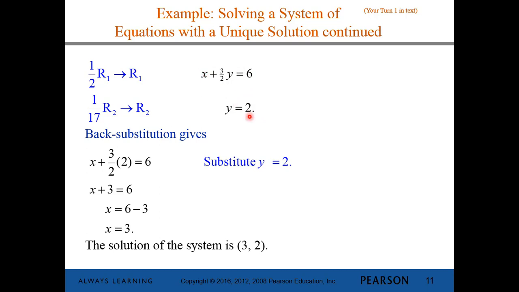And so now we can back substitute, since we already know what y is. Now we can plug in for y, and we get x plus 3 equals 6, so x is going to equal 3. And so the solution to the system of equations is x equals 3 and y equals 2, or the point (3, 2). So this is where the two lines intersect. And we're done.